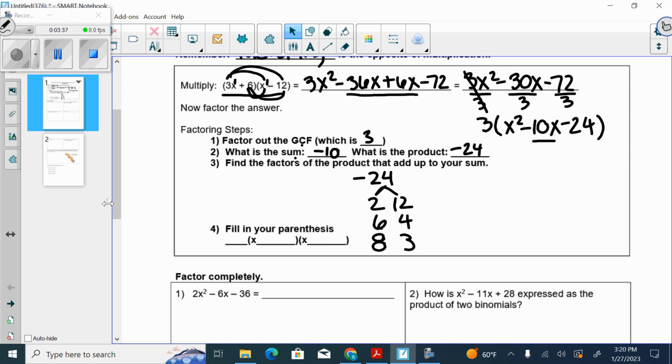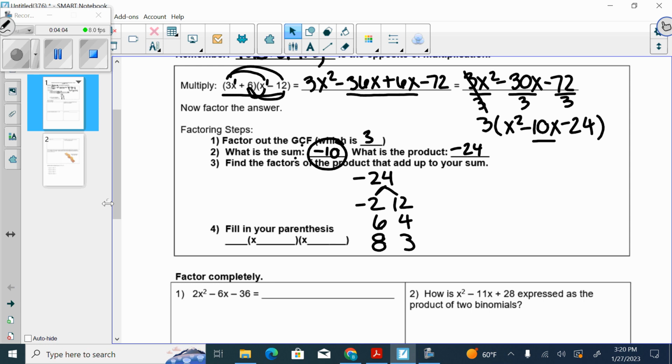So those are our options. We're going to check and see which one will work for us. So I need it to multiply to give me a negative. That means one of them has to be what? Positive, and the other one has to be negative, right. Okay. And when I'm picking, I need them to add to give us negative 10. Okay. So let's look at our first option here. If I had negative 2 plus 12, what's that going to give me?